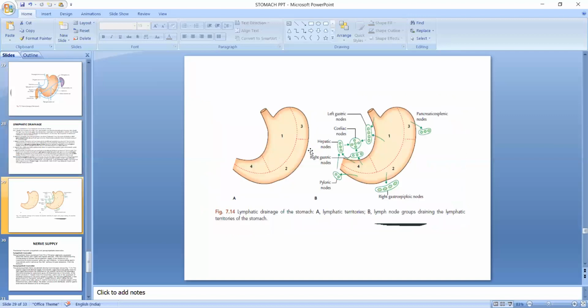We can see here these four parts divided for lymphatic drainage, and these are the lymph nodes into which each area drains, along with their corresponding arteries, and lastly they drain into the celiac nodes.